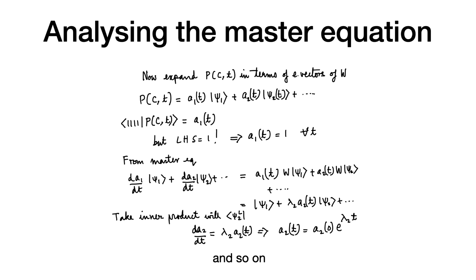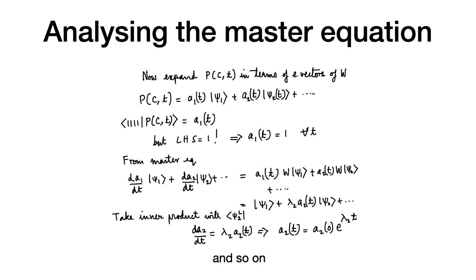Remember the master equation was d by dt of P of C, t on the left hand side. For P of C, t, I am going to substitute. Are people following? Okay. So now I take this expression for probability of being in configuration C and take the derivative of that. So, the left hand side becomes dA1 by dt, dA2 by dt, and so on. Right hand side, remember, is W times P. dP by dt was WP. So, it's W times psi 1 plus W times psi 2 and so on.